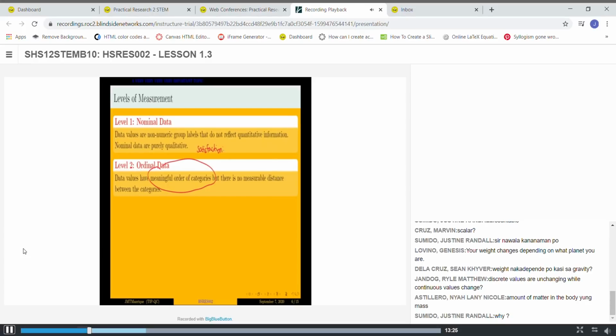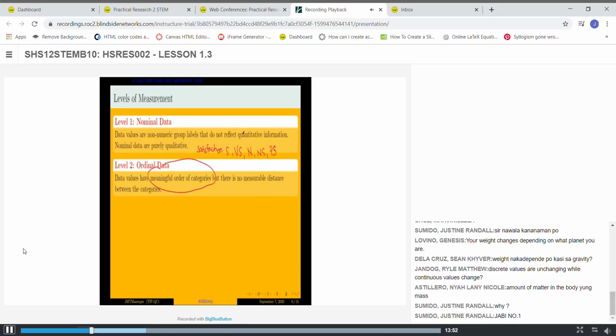Kapag nagsasagot kayo ng mga survey sa mga fast food, yung mga option is satisfied, tapos very satisfied, and then neutral, I don't know, not satisfied, tapos poorly satisfied. Okay. So, ito yung data value natin. Yung satisfaction yung variable natin. And the ordinal data is yung 5 scale na yan.